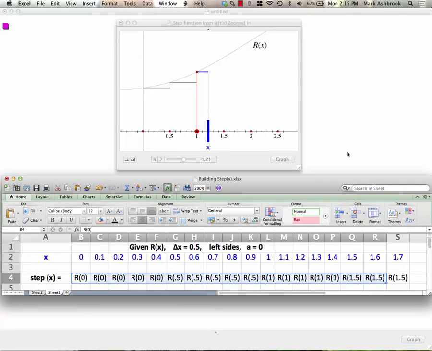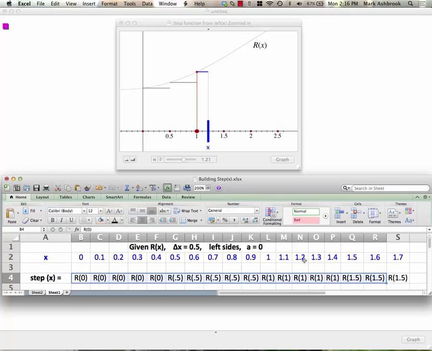So this is our step function, based on the original rate function. You see a constant rate from 0 to 0.5. That constant rate is the same as the rate at the left side of the interval, or at x equals 0.5. Then it jumps, and the next interval starts at 1, so all those rates will be R of 1. Does it make sense? Okay, but there's a middleman, right?